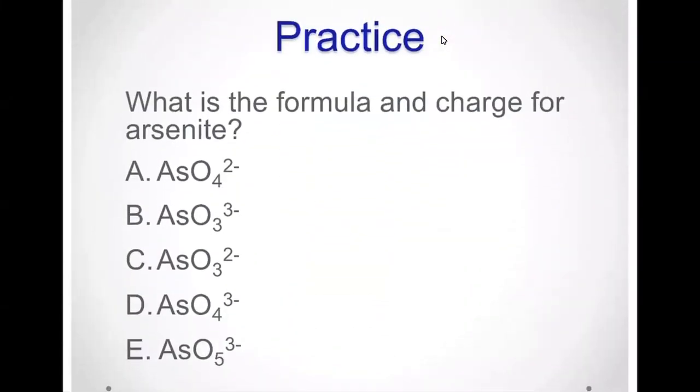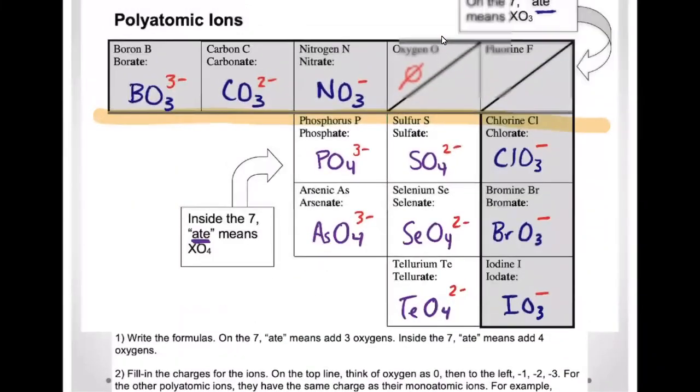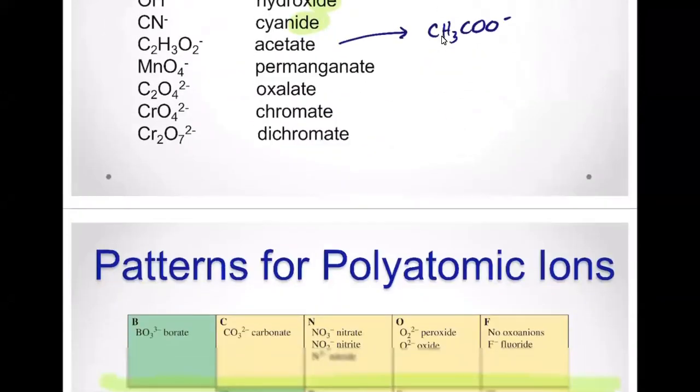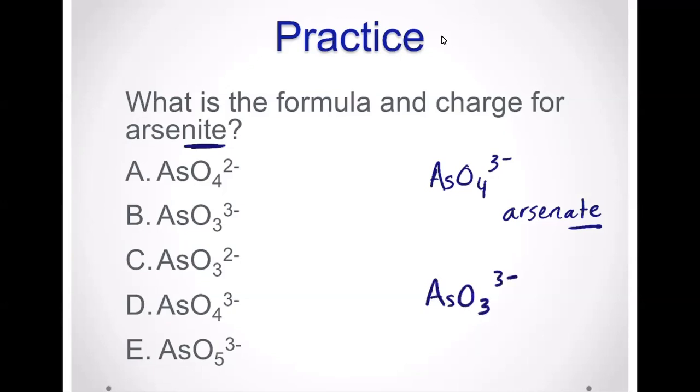Let's do a practice here. What is the formula and charge for arsenite? Okay, so if you were back here at your periodic table and you looked at arsenic, you would see that here's the 7, it's inside the 7. So you should be able to come up with arsenate. So this is how I would do it. I would say I know that AsO4, 3 minus, is arsenate. And if they're asking for arsenite, then I know that it has 1 oxygen less, but the charge stays the same for arsenite. And so that one is B.